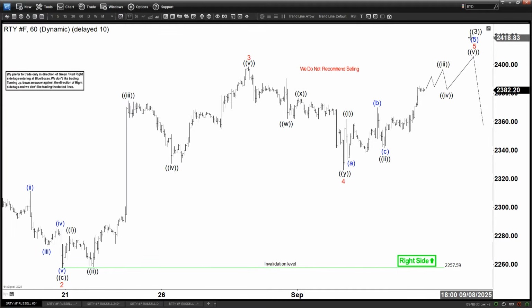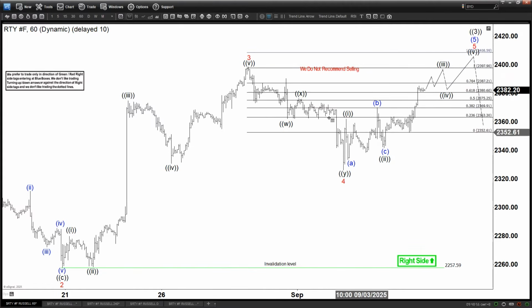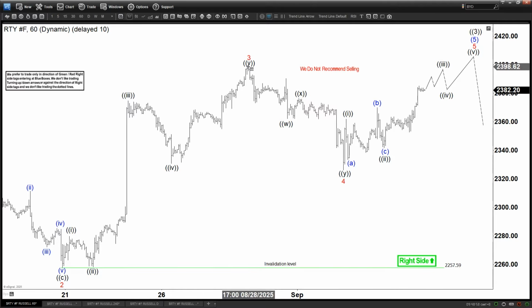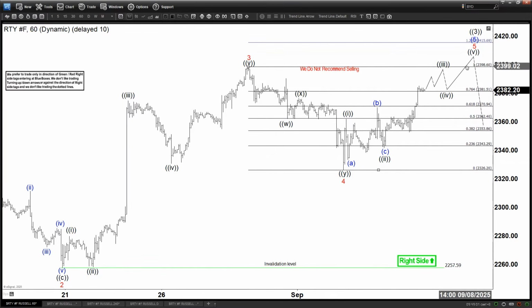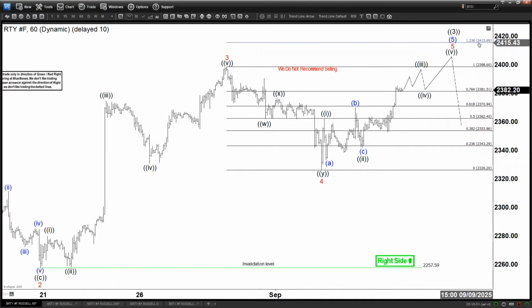Now let's take a look at a couple of things here. First of all, we do need to break above that previous 3 to confirm the view. But if you look at the entire market, where you see the Dow and the SPX looks pretty strong, it's almost taking this previous peak out, then likely it is going to do it, right? Now in terms of target higher, we're going to be looking for 1.236 minimum target external retracement, which is going to be 24.15. Usually is going to be sort of the minimum target over there for the 5.